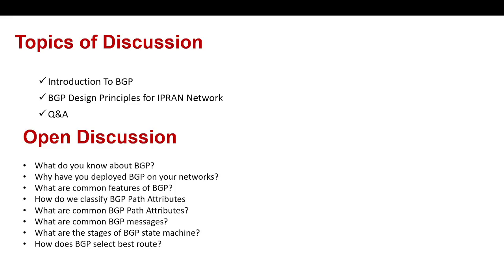Yeah, we have well-known mandatory. So we have well-known mandatory, yes, which will include the attributes which must be recognized for it to update, such as the AS_PATH and the origin. Okay. Another classification apart from the well-known mandatory attributes.